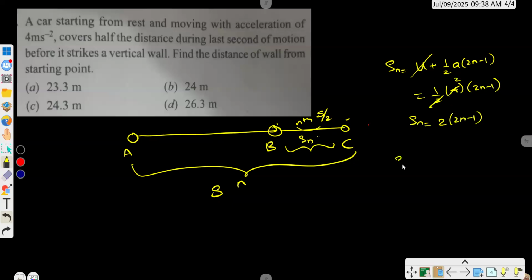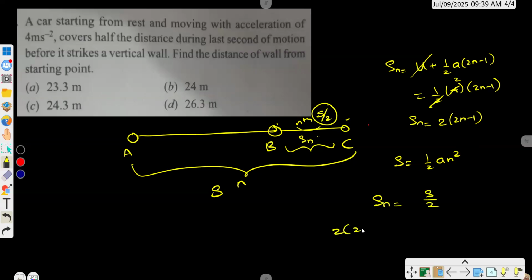Now let us check what S is. The distance from A to C is what it has traveled in n seconds, so it is half into a into n squared. Why? Because initial velocity is 0 and the time taken from A to C is n seconds. We know the relation that S_n is equal to S by 2.